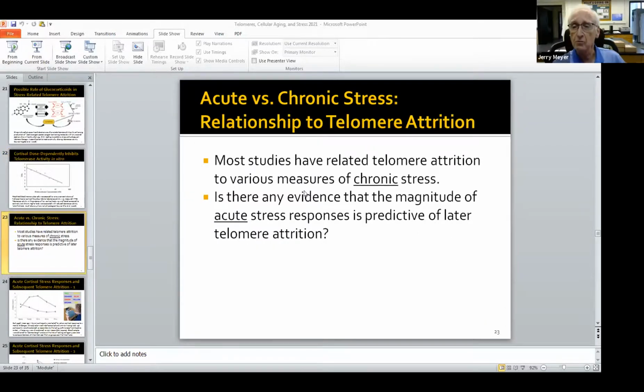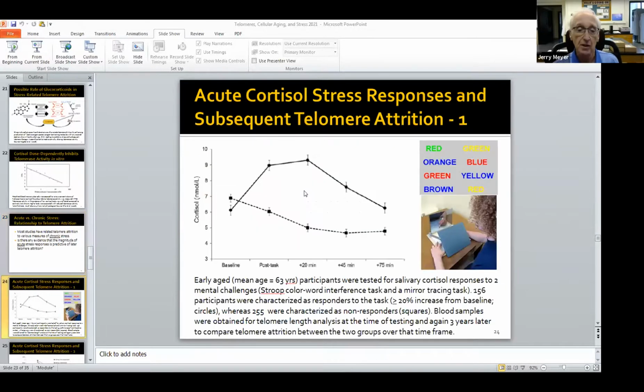So mostly we've been talking about chronic stress, and we can ask, is there any evidence that the magnitude of acute stress responses is predictive? I'm not saying here that a single acute stress response is going to affect your telomeres, but rather, could the sensitivity of your stress response system predict the rate of cellular aging as measured by telomere attrition? So I thought this was a rather intriguing study.